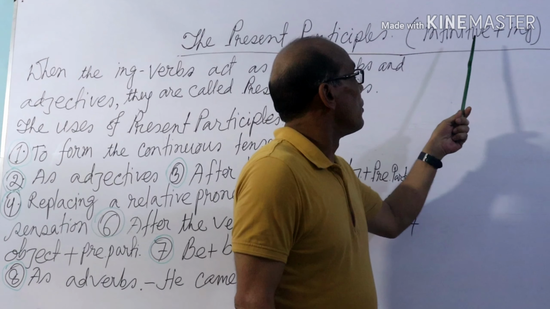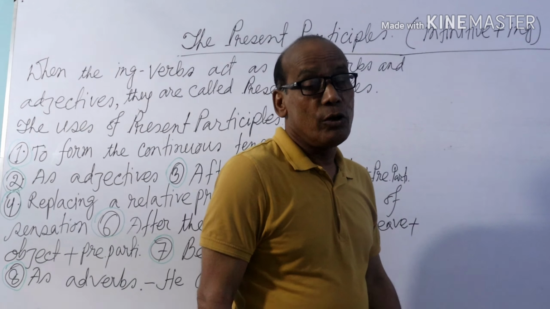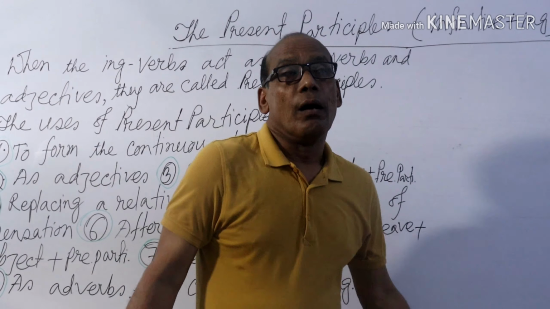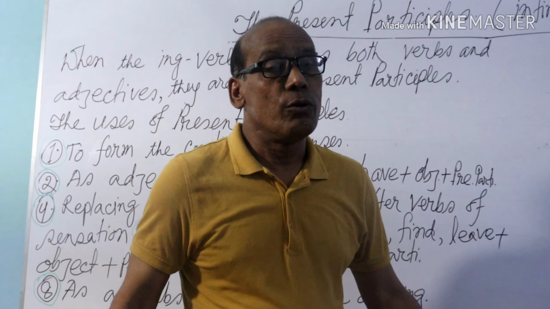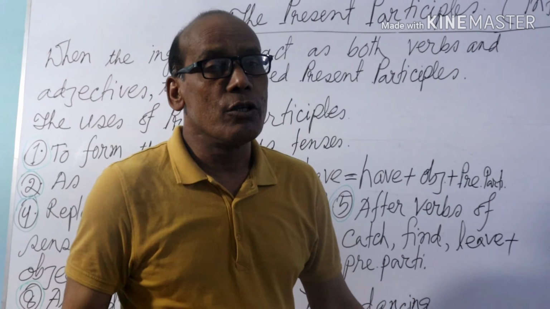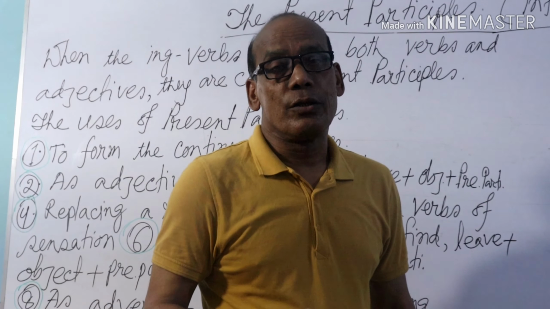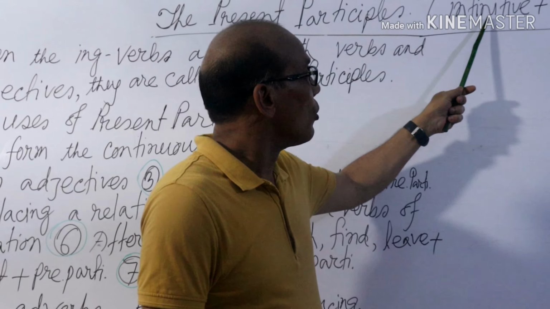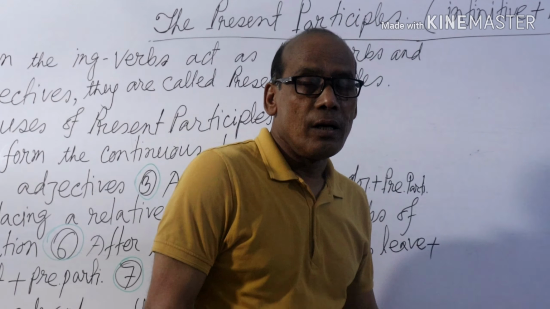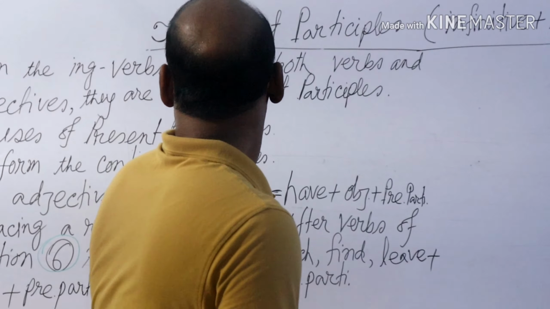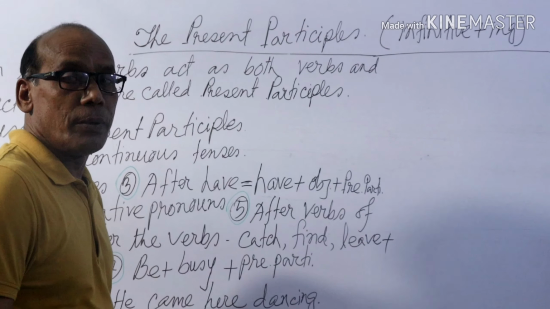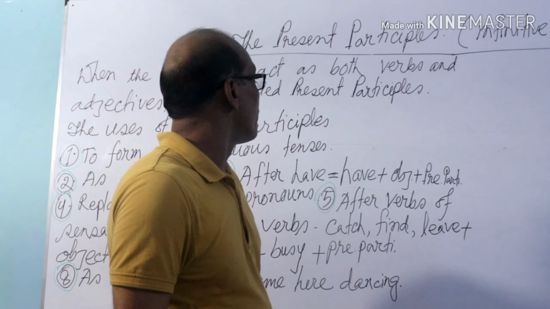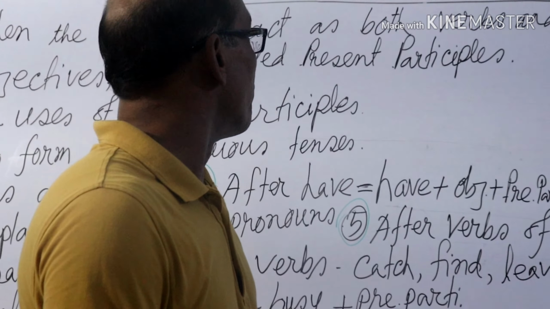You see, present participles, infinitive plus ing. We know infinitive is the basic form of a verb which has no relationship with subject, tense, or person. So infinitive is the basic form of a verb. So basic form of a verb plus ing makes the present participle. And here, when the ing verbs act as both verbs and adjectives, they are called present participles.